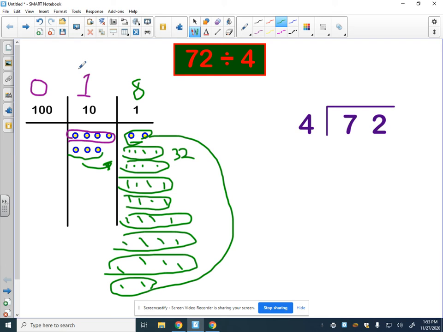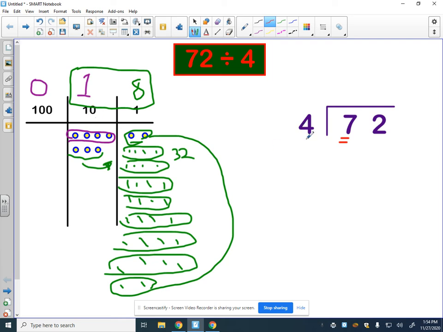So we have a total of 110, and 8 ones, so that gives us 18. Okay, so let's look at this now with the idea of using short division, and we'll see how they are similar. Okay, so we're going to start in the tens place because that's the largest place value that we have, just like we start over here in the tens place.